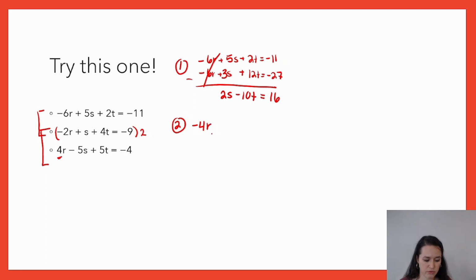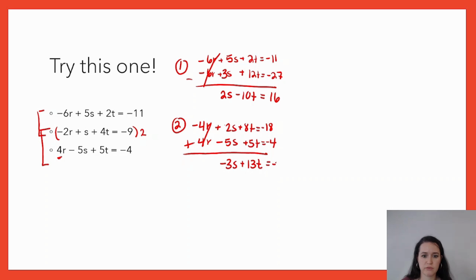So I get -4r plus 2s plus 8t equals -18. And then I'm just going to copy the bottom one. Minus 5s plus 5t equals -4. All right, my r's are going to cancel out if I add them, which is what I want to happen. So -3s plus 13t equals -22.